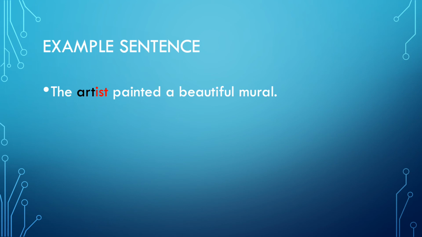Again, the word artist is in two colors. Art is in black because it's the base word. IST is in red because it's a suffix. Now let's break down the word artist. Let's start with the base word art. Well, what does art mean? Art is expression or application of human creative skill and imagination.